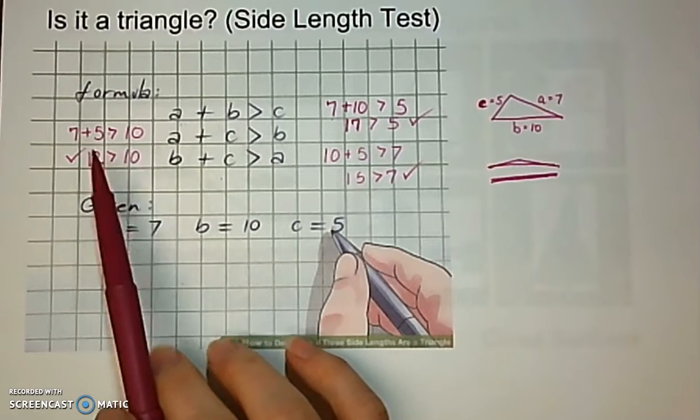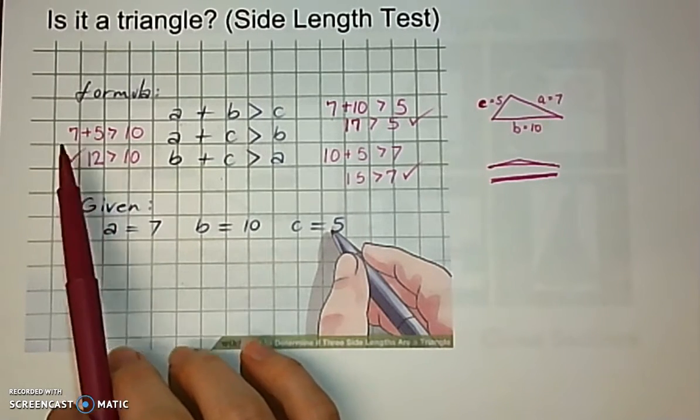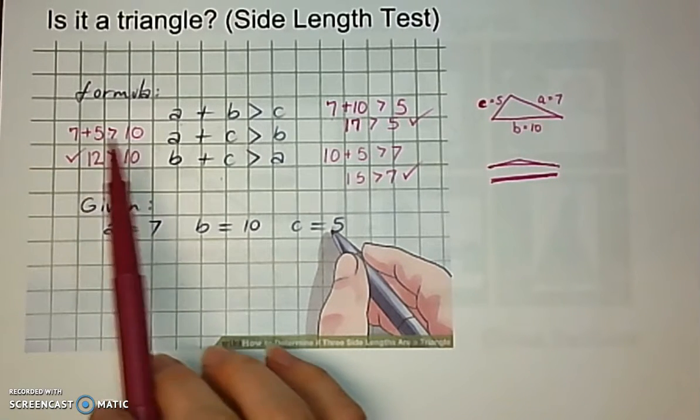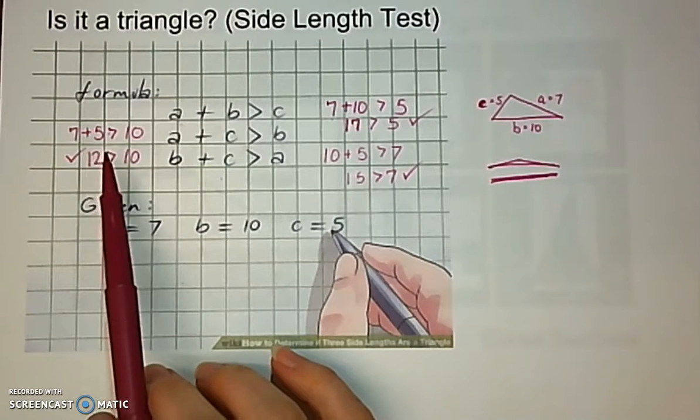A lot of times where they'll catch you on here is that the two shorter sides will not be greater than the longest side, and that's usually the one where they'll throw in that little glitch for you that it's not really a triangle.